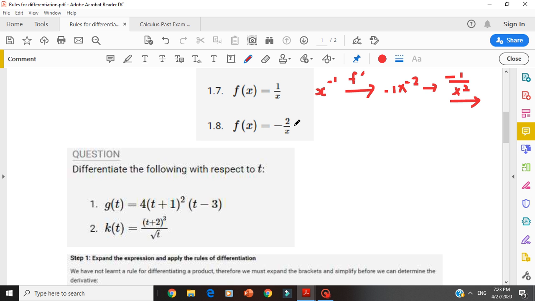Similarly, here in 1.8 we're going to rewrite f of x as minus 2x to the minus 1. And so if I want to get f prime, then I'll get an answer of minus 1 times minus 2, which is positive 2x to the power minus 2. And if I want it to be a positive exponent, then this would be 2 over x squared.